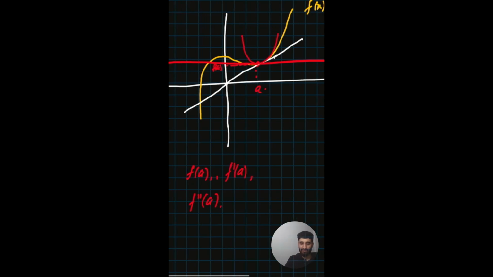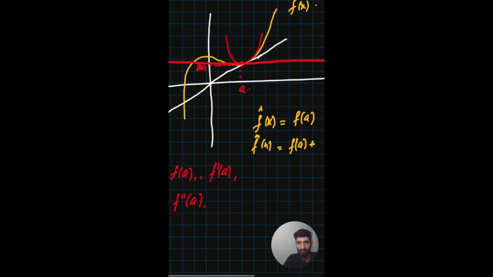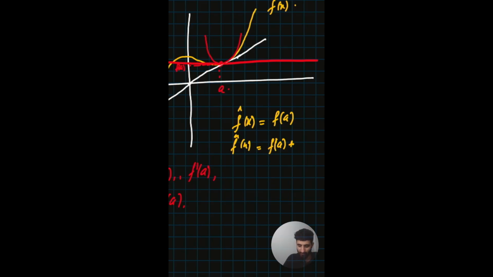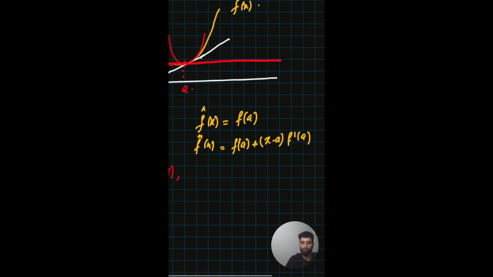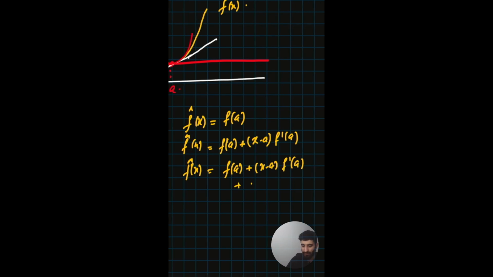So how do we mathematically write this? I am building an estimate of my function with this information. I denote that with f hat of x. Initially it was just f of A. Then f hat of x, when I included the new information, the slope, is f of A plus x minus A times f dash of A. So you can build the second order approximation of your function, which will be f of A plus x minus A times f dash of A plus (x minus A) square by 2 factorial times f double dash of A.